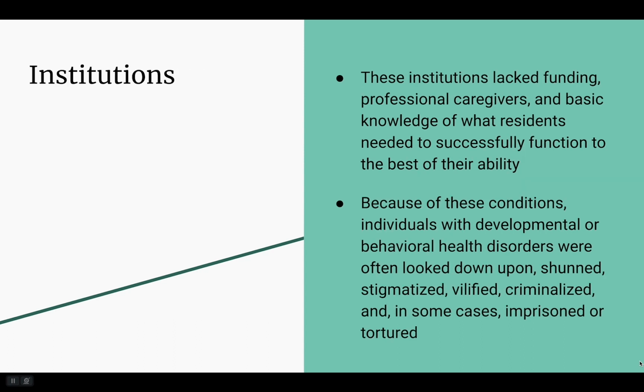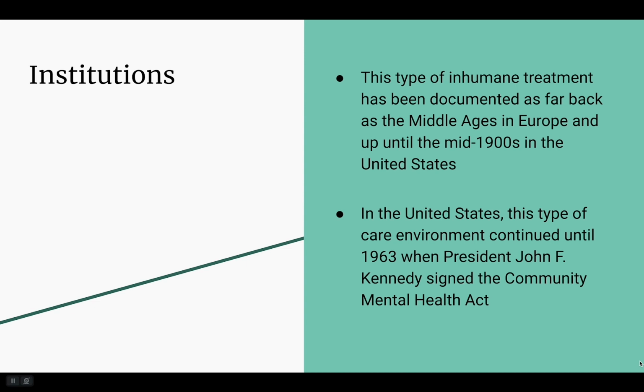These institutions lacked funding, professional caregivers, and basic knowledge of what residents needed to successfully function to the best of their ability. Because of these conditions, individuals with developmental or behavioral health disorders were often looked down upon, shunned, stigmatized, vilified, criminalized, and, in some cases, imprisoned or tortured. This type of inhumane treatment has been documented as far back as the Middle Ages in Europe and up until the mid-1900s in the United States.